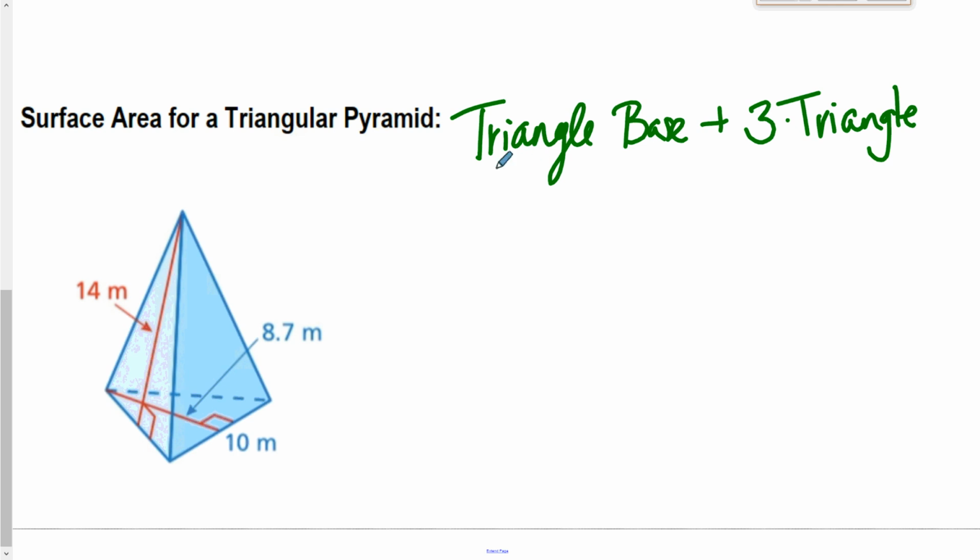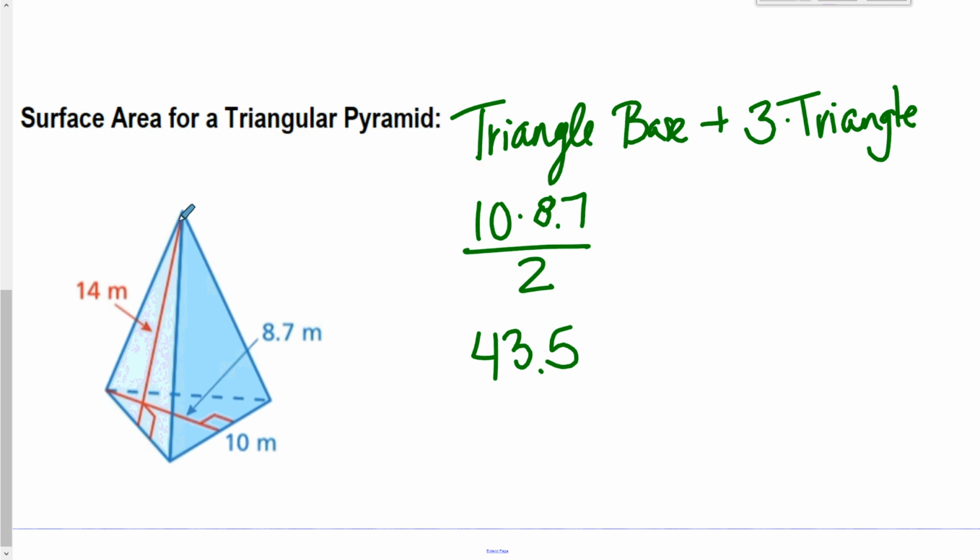All right. So the triangle base, I know I'm looking for that right angle. I know the base is 10. The height, it's telling me right here, is 8.7. It's pointing down there. So I'm going to do 10 times 8.7 divided by 2. Do not forget the divide by 2 because it's a triangle. That is going to get me 43.5.